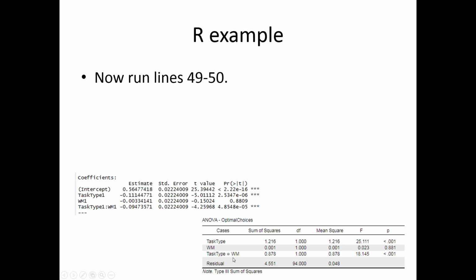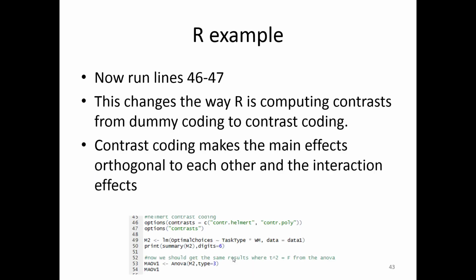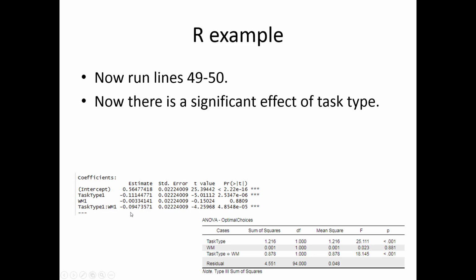So now run lines 49 through 50. So if we look back here, lines 49 through 50, now we're running the same model. We're calling it M2. The only thing we've done differently is changing the way R is computing contrasts. Okay, so we run that same model, lines 49 through 50. Now we still get the significant interaction. It's the same effect. That didn't change anything, but these lower order effects change.